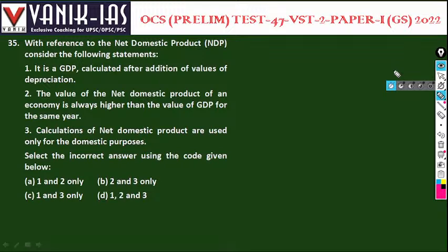With reference to net domestic product, NDP, it is GDP calculated after addition of the values of depreciation. Yes, GDP minus depreciation is the NDP, net domestic product. The value of net domestic product of an economy is always higher than the value of GDP.